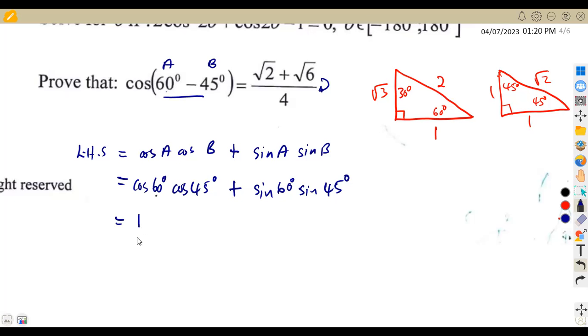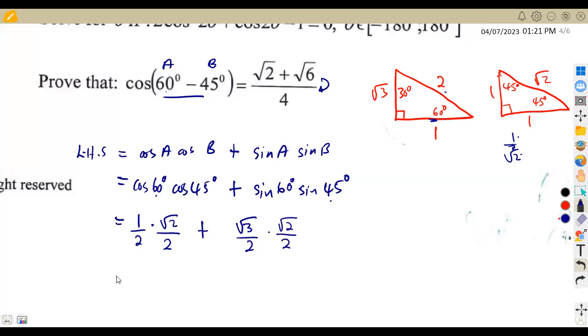So cos 60, that's adjacent over hypotenuse, 1/2, times cos 45, which is 1 over square root of 2. So 1 over square root of 2 is going to give us square root of 2 over 2 from your calculator, plus sine 60, that's opposite over hypotenuse, square root of 3 over 2, times sine 45, which is also opposite over hypotenuse, 1 over square root of 2. So it is going to give us square root of 2 over 2.